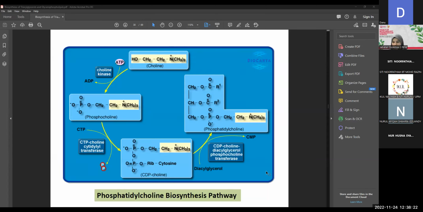This is a simple diagram to show the reactions in the phosphatidylcholine biosynthesis pathway. I love this diagram. Remember, it highlights the important components that will be transferred or removed in this pathway.